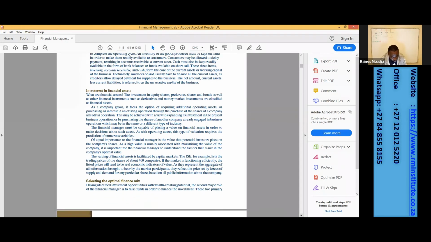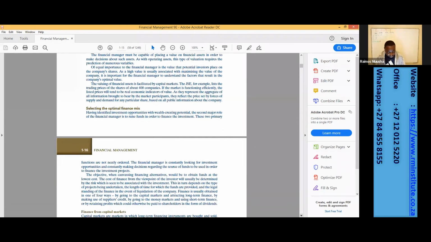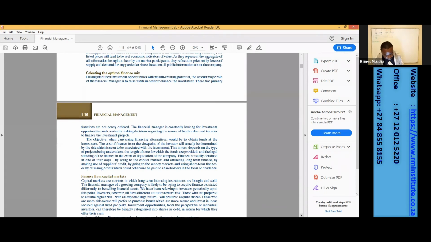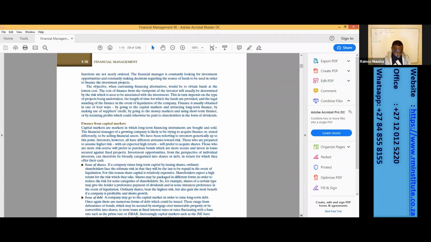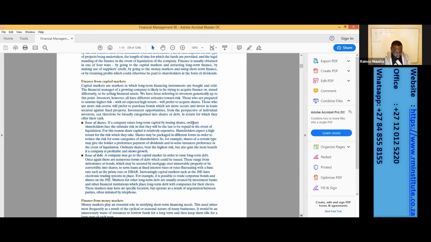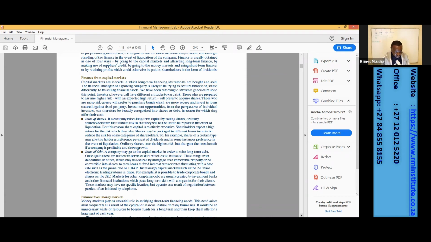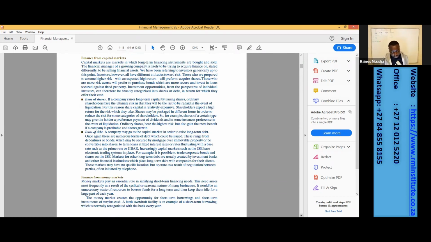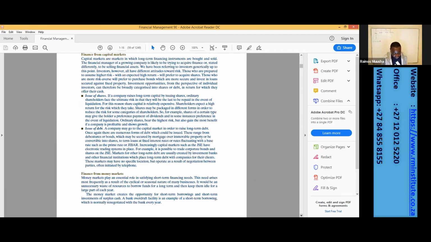Then they also look at financing decisions. And when they look at financing decisions, this is where they look at selecting the optimal financing mix. And remember, this is where I was saying that they can consider exactly how much of the financing is going to be coming from the capital markets. And remember, with the capital markets, this is where they're going to be saying how much we are going to be getting from the issue of shares, and how much from the issue of debt as well.